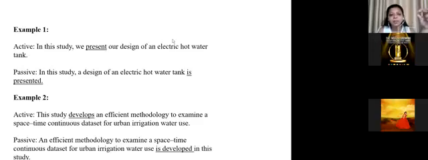What is the option that we can take in order to do away with the personal pronoun? Yes.